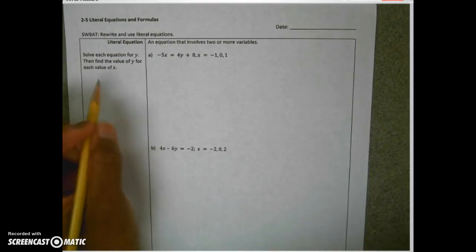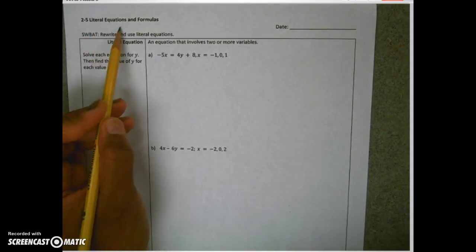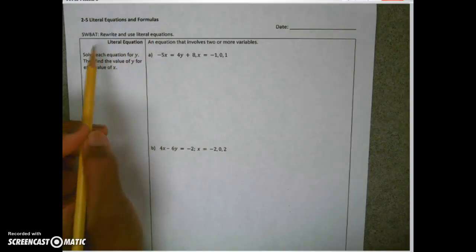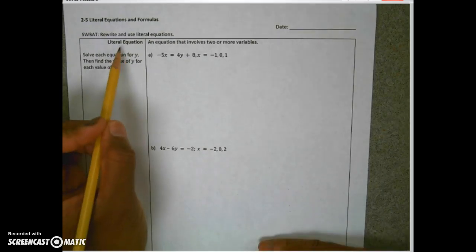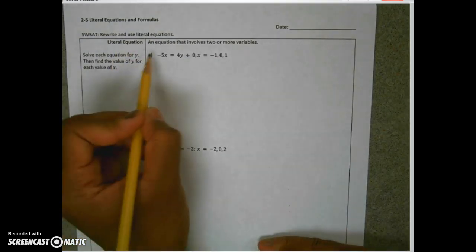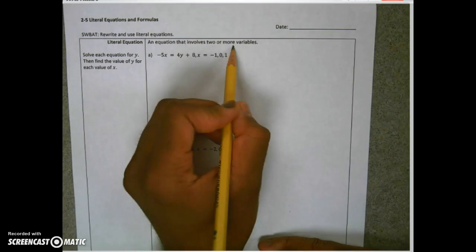Hello and welcome to 2-5 Literal Equations and Formulas. Our SWABAT for today is to rewrite and use literal equations. First question, what is a literal equation? Well, that's an equation that involves two or more variables.